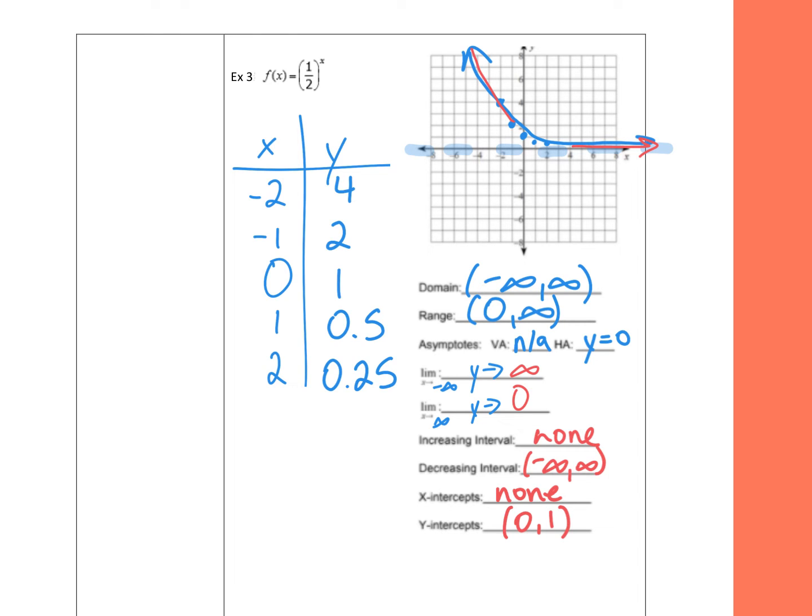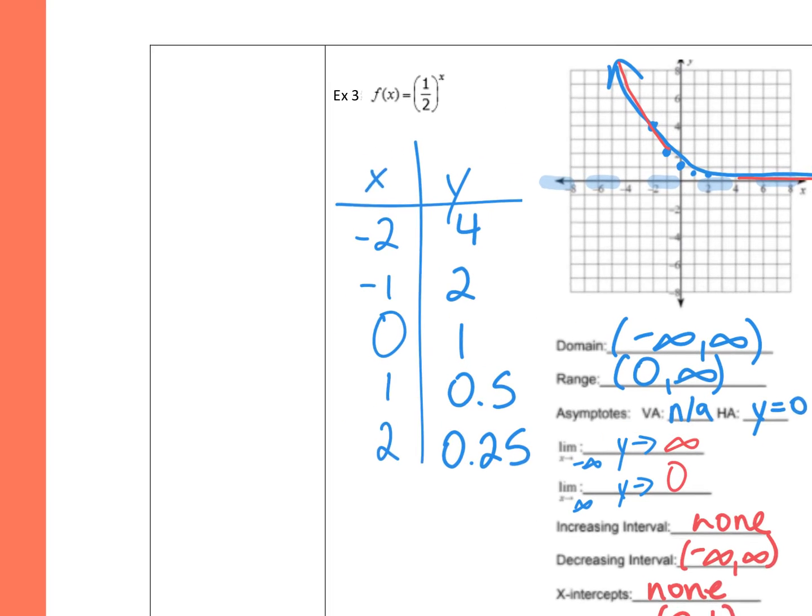From left to right, we're going down, right? So it flipped. What do you think made that happen? The 1/2. The base was 1/2. Do we see that? It was a fraction. Okay? So when the base is a fraction, or when it's less than 1, we're probably going to get a line that switches. Let me show you the reason for this.